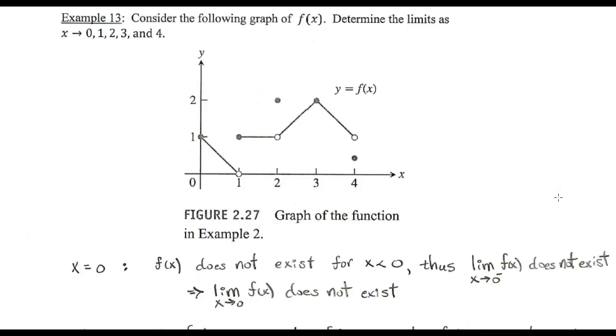Okay, this is example 13 in the class notes for section 2.4, one-sided limits. In this example, we just want you to look at this graph and consider the following graph for this weird-looking function. We're not defining this with numbers or letters, we're just looking at the function as the picture here. So determine the limits as x approaches 0, 1, 2, 3, and 4.